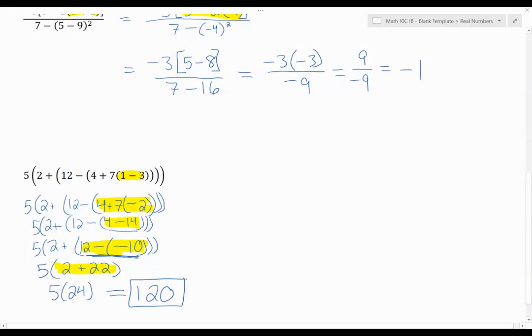Now, a lot of calculators, a lot of scientific ones, most of the graphing calculators that you'll be using in high school, if you enter this expression exactly as you see it, with the bracketing exactly as you see it, the calculator will respect the proper order of operations and should give you the 120.